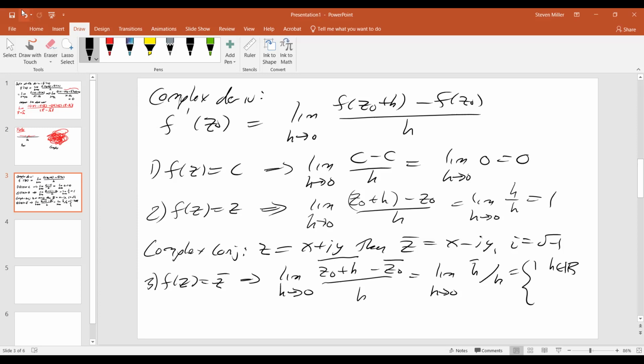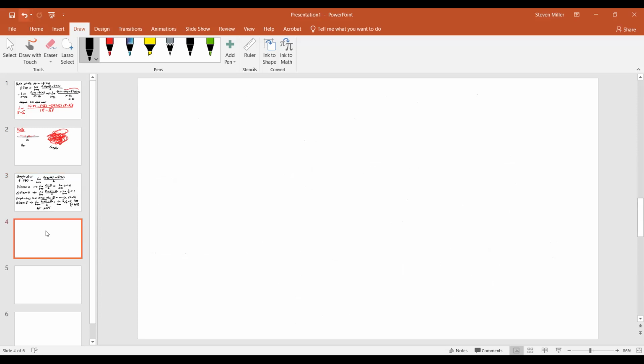What if h is i times a real number? What if h is pure imaginary? Then it would be -1. So it's -1 if h is i times r. So it's not differentiable. So not every function is complex differentiable. So essentially the only functions that are complex differentiable are those where x plus iy occurs, not x minus iy.